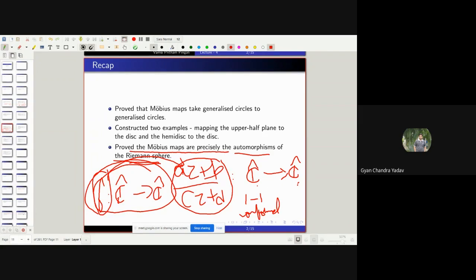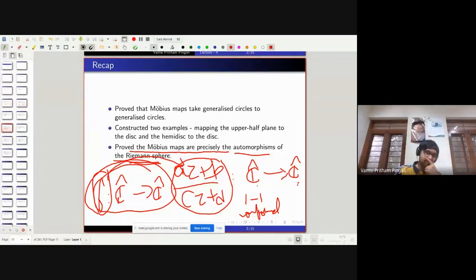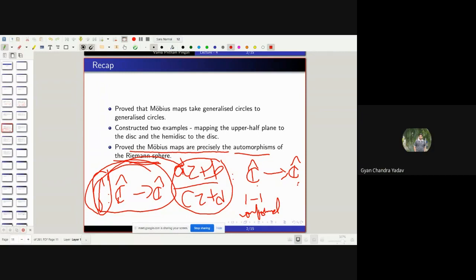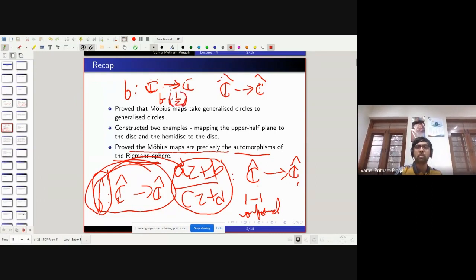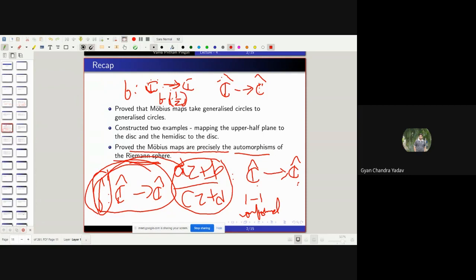Sir, here automorphism means bijective and analytic map? Yeah, basically. Except that when you talk about analytic maps from the Riemann sphere to itself, what you actually mean is meromorphic functions from C to C that are one-to-one, such that f of 1 by z is also a one-to-one meromorphic function.